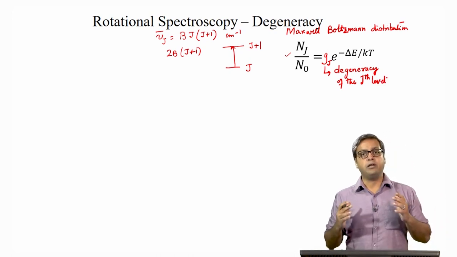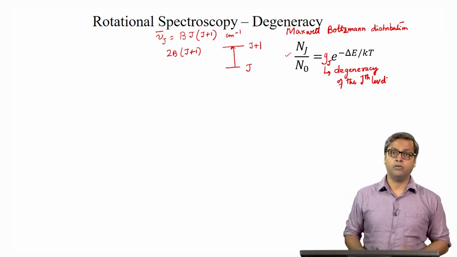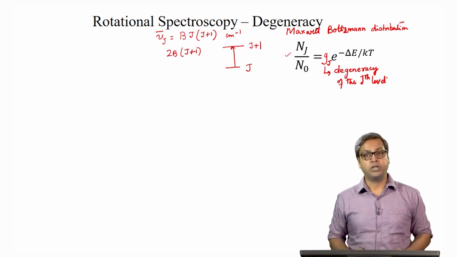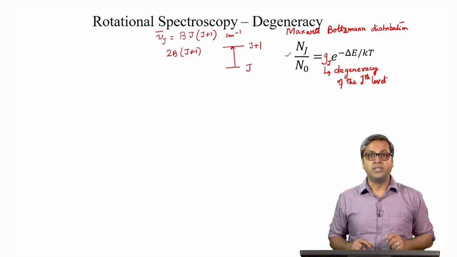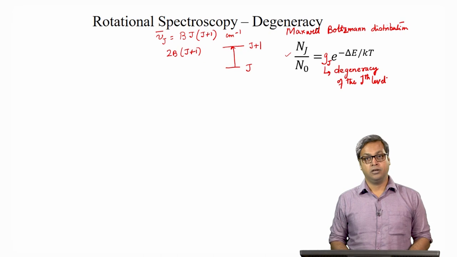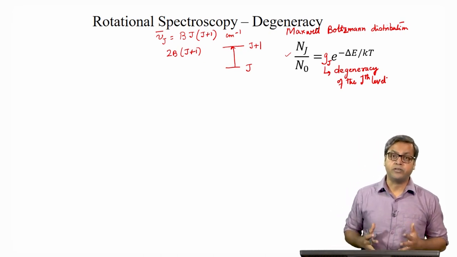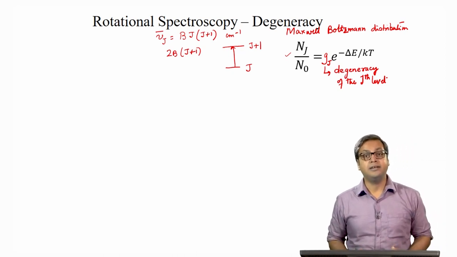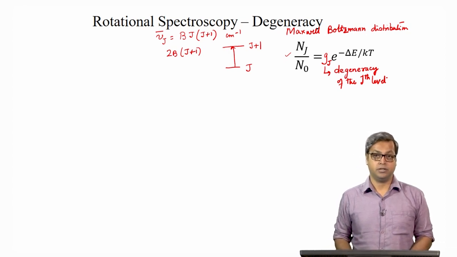So, there may be a number of rotational states corresponding to a given rotational energy level. In other words, for a rotational level, there may be degenerate rotational states, or states with the same energy. So, in order to understand the intensity of the rotational spectral lines, we need to work out what the degeneracy is for each of the rotational energy levels.